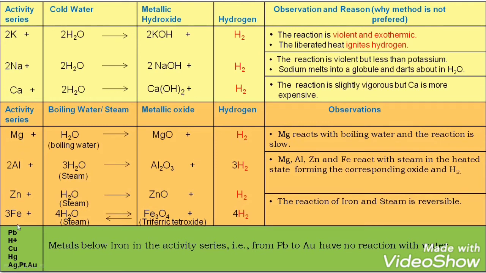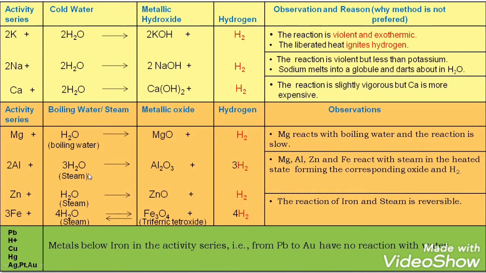Next we have magnesium to iron, Mg to Fe. They react either with boiling water or with steam to form the respective metallic oxide, liberating hydrogen. Only Mg reacts with both boiling water and steam. The other metals, Al, Zn and Fe, do not react with boiling water, they react only with steam. When Mg reacts with boiling water, it forms magnesium oxide, liberating hydrogen.